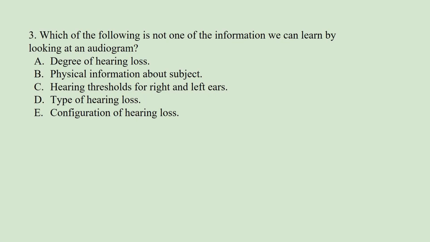Which of the following is not one of the information we can learn by looking at an audiogram? A. Degree of hearing loss. B. Physical information about the subject. C. Hearing thresholds for right and left ears. D. Type of hearing loss. E. Configuration of hearing loss. We cannot learn physical information about the subject. The answer is B.